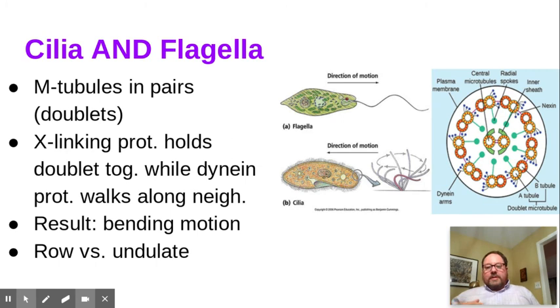Here's the way I sort of conceptualize it. Imagine you have a pool noodle, a foam noodle on a table, and you start to walk your hands up that pool noodle. Well, what's the pool noodle going to do? It's going to bend, right? Well, that's what those dynein proteins do. These doublet proteins are like the pool noodles, and the dyneins are like your hands. So your hands walk up, it bends the noodle, and then that causes the undulation or the rowing of cilia or flagella.